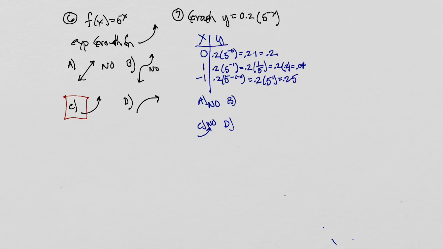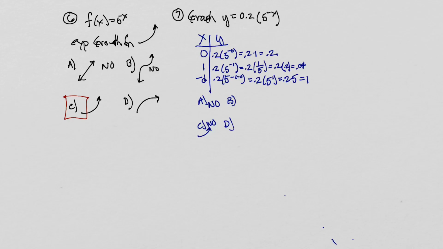So if we put in negative 1, we'll get 0.2 times 5 to the negative x, negative 1. This is 0.2 times 5 to the 1. That's 0.2 times 5, which turns out to be 1. So here when x is negative 1, we're going to get y equal to 1.